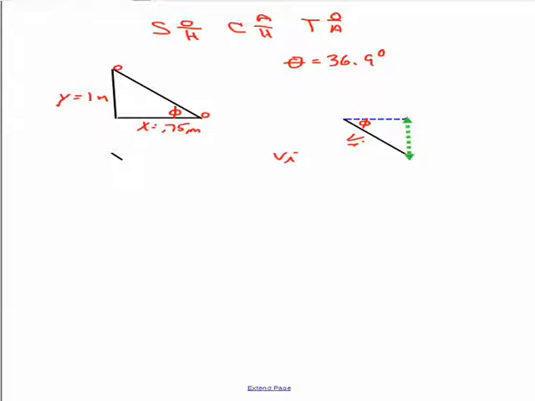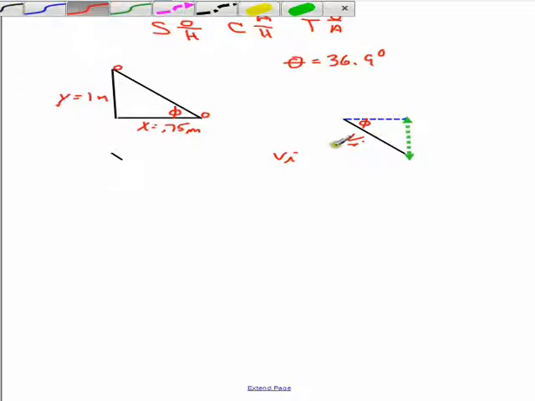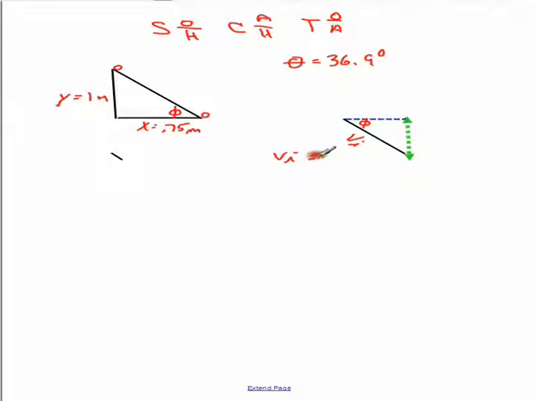Okay, so I came out with about 4.5, my VI equal to 4.5. And I'm just going to note that down over here, that my VI was equal to 4.5. And of course, velocity is in meters per second.